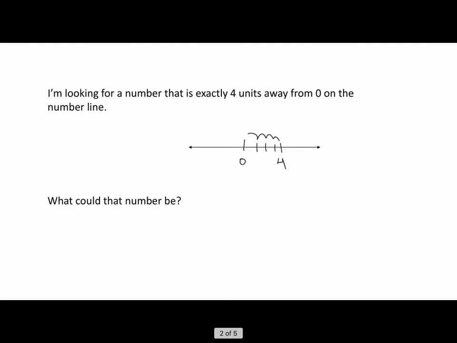But what about the other way? 1, 2, 3, 4. That distance is also 4. So the distance is the same. Whether you go to the right or to the left, you end up at a spot that is exactly a distance of 4 units. So that number could be a -4, and it could also be a 4.